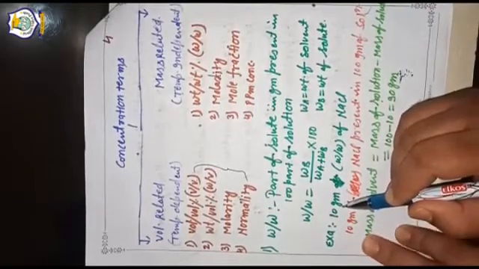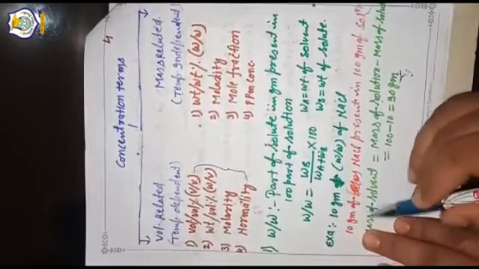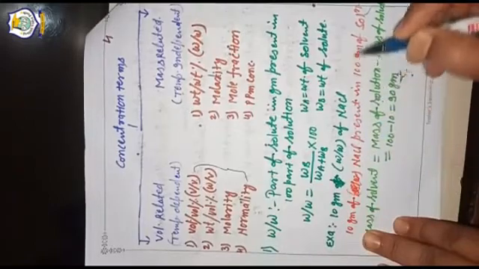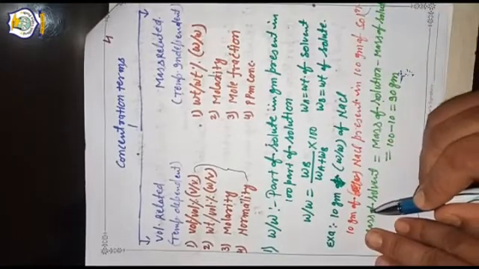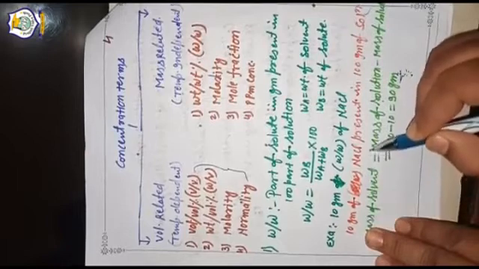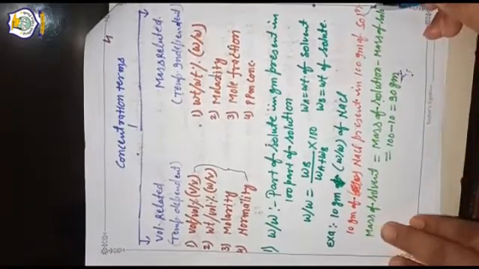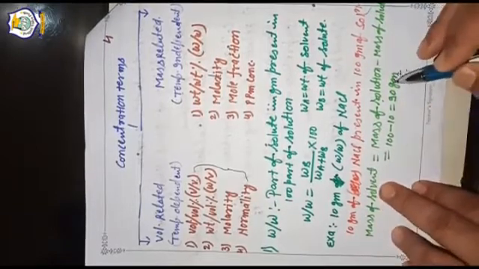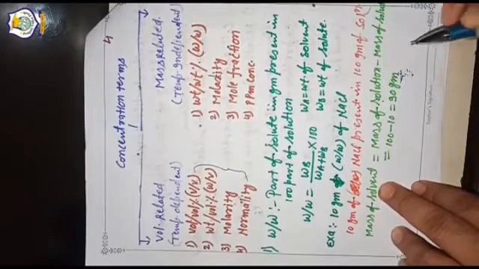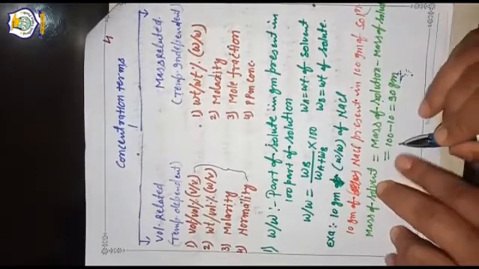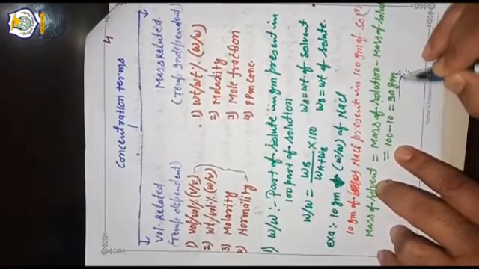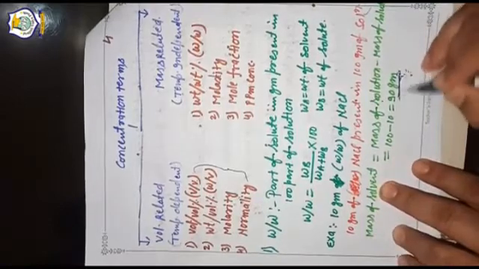Now let us solve some problems. 10 gram W upon W of NaCl aqueous solution means 10 gram of NaCl present in 100 gram of solution. The mass of solvent is found by subtracting the mass of solute from the mass of solution. Then the mass of solution is 100 and mass of solute is 10. Then mass of solvent, that means the mass of the water in the solution, is 90 gram.